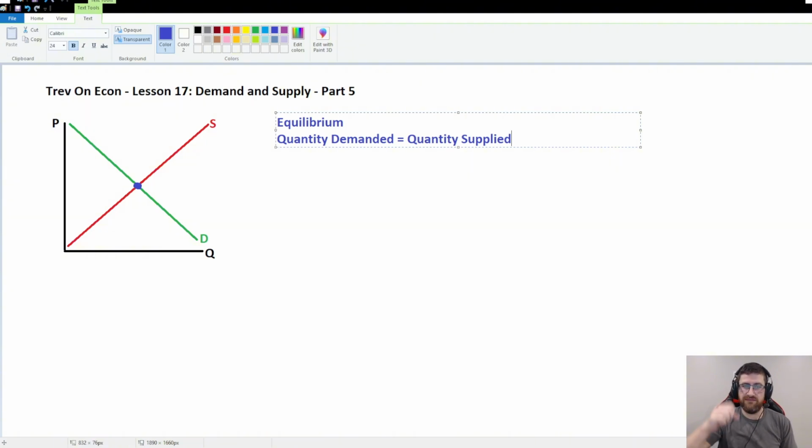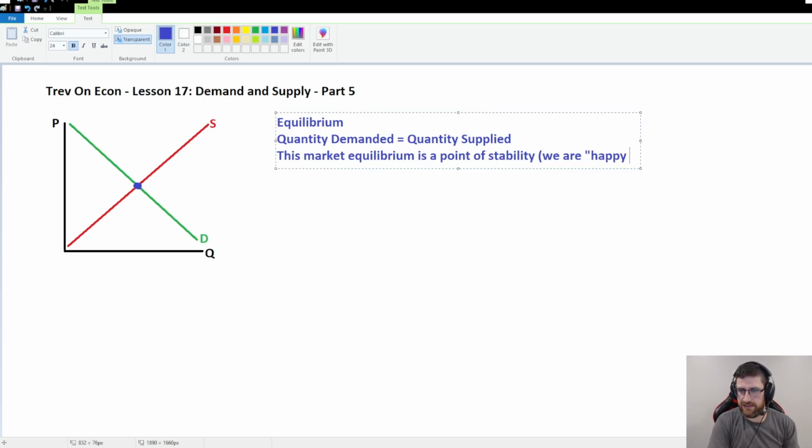Basically saying, I have this many things wanting to be bought, I have this many things being made, there is a perfect match, every buyer has a seller, every seller has a buyer. That's perfect. No one's missing out. Everyone's getting exactly what they're willing to buy and sell, and things are stable. And that's exactly what this is. This market equilibrium is a point of stability. All right? i.e., we are happy here. Not the best phrasing, but it's basically what it is. All right, we like equilibrium. Equilibrium is going to be our goal 99% of the time, right?